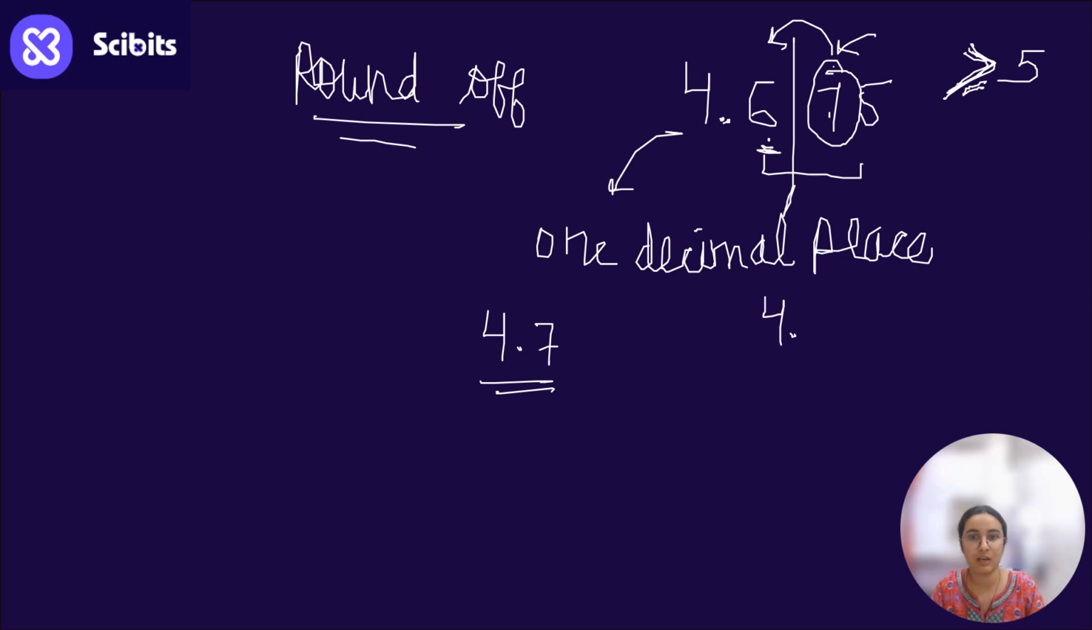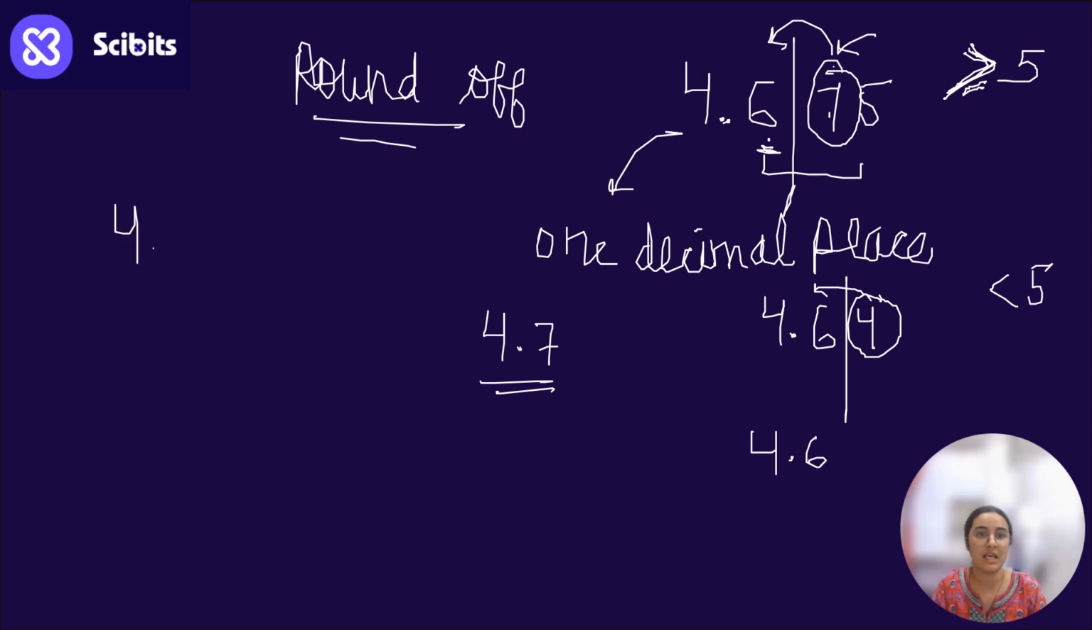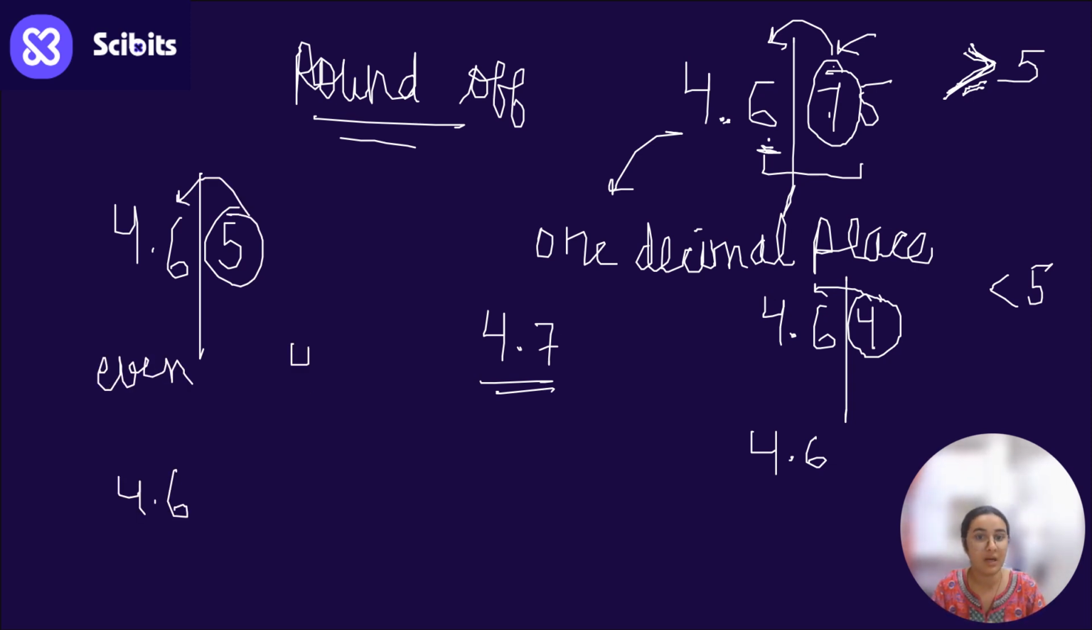So let's say if it were 4.64, then if I have to round it off, since it's less than 5, I will keep it as is. But say if it is 5, then if the previous number is even, I will keep it as is. But if it was odd and the number is 5, then I will add 1. You got my point? Yeah.